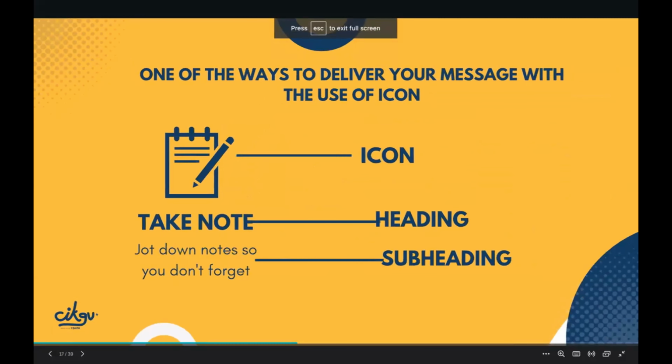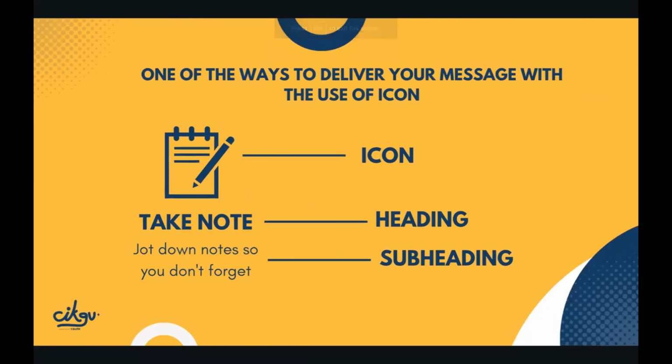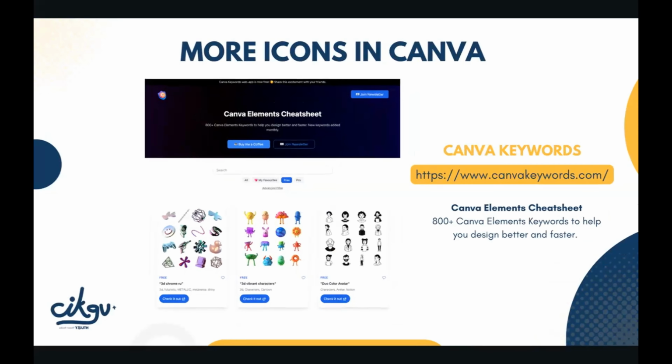Someone created a cheat code to find icons on Canva. So this is very important. I want you to go to canvakeywords.com. Once you go to Canva Keywords, this is very important because these are all the hidden icons that you can find in Canva.